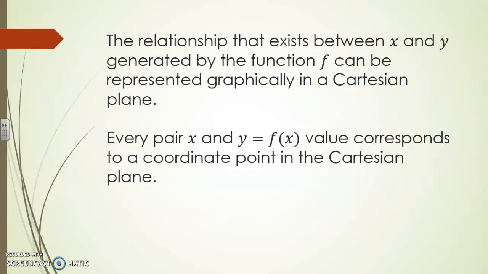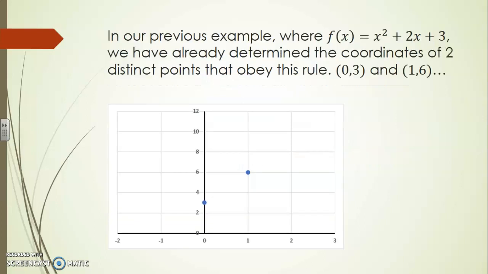The relationship that exists between x and y, generated by function f, can be represented graphically in a Cartesian plane. Every pair, x and y equals f of x, corresponds to a coordinate point in the Cartesian plane itself. In our previous example, where f of x was equal to x squared plus 2x plus 3, we've already determined the coordinates of two distinct points that obey the rule. For an x of 0, we found y was 3, and for an x of 1, we found a y of 6, which we have inputted into the graph, as you can see, with 2 dots.